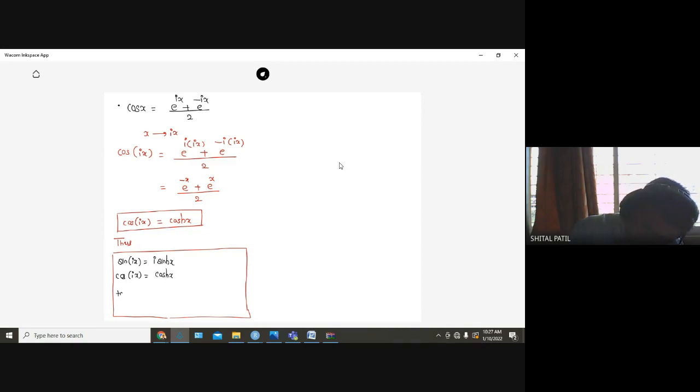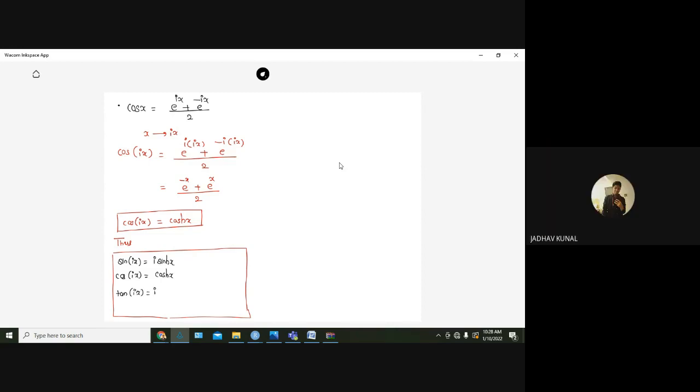Can anyone tell me what will happen if it is tan? Tan is sine by i cos, right? Very good. i tan hyperbolic x. Absolutely correct. Very good.